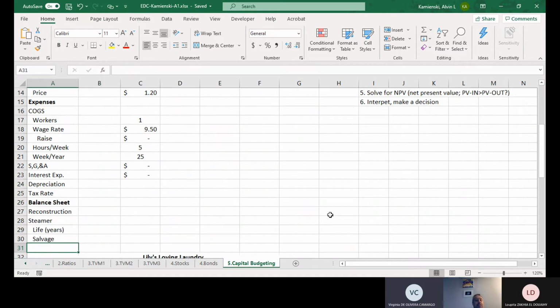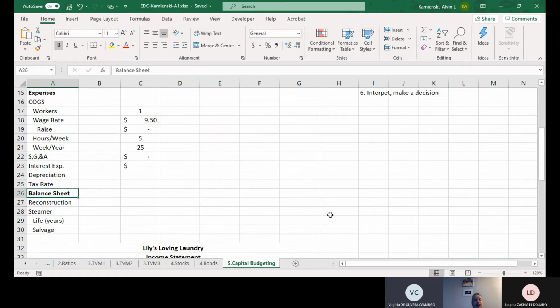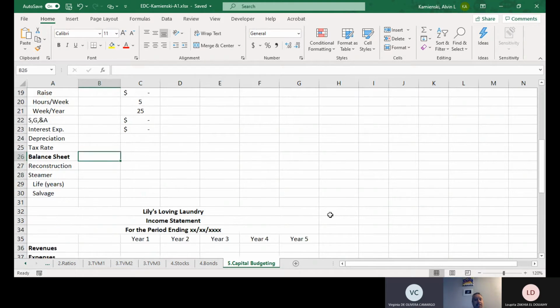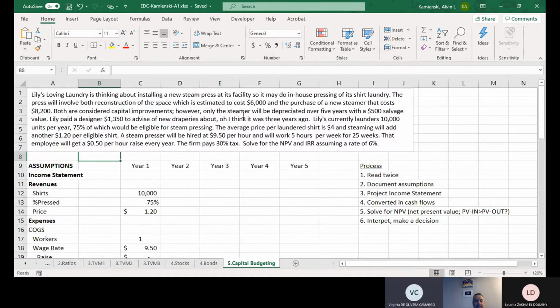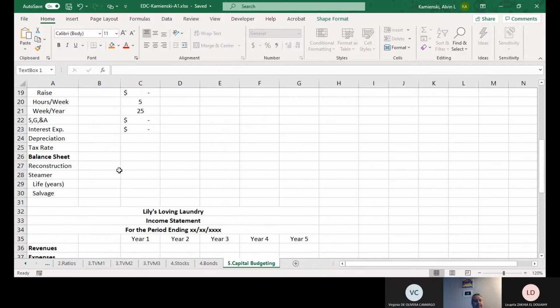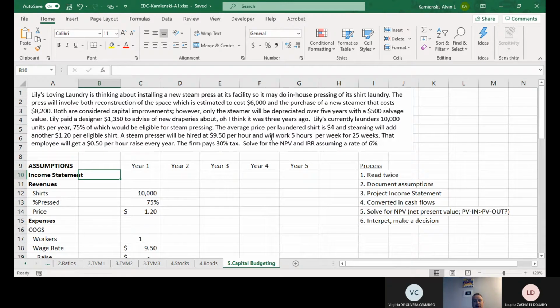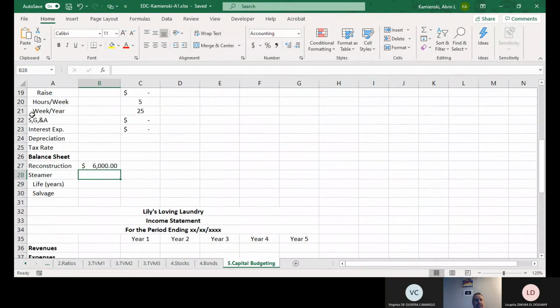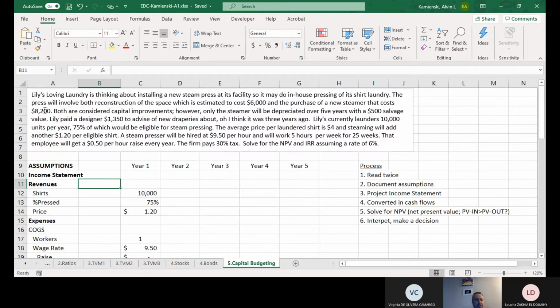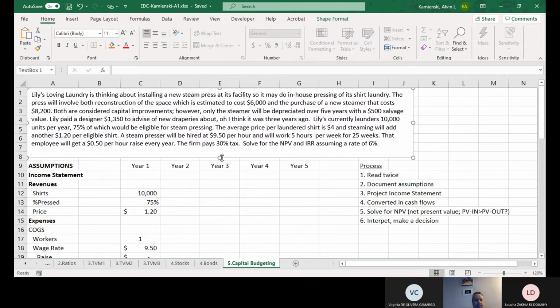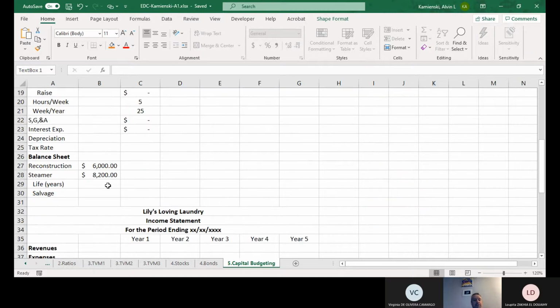How is it that things depreciate then? That has to do with our balance sheet. And in our balance sheet, what we had determined is that we are going to make a capital improvement of $6,000. We're going to go ahead and make that right away to start this thing off. And then we're going to go ahead and buy the steamer for $8,200. That steamer, how long is it going to last? Do we have any specifics on that? It will be depreciated over 5 years with a salvage value of $500.